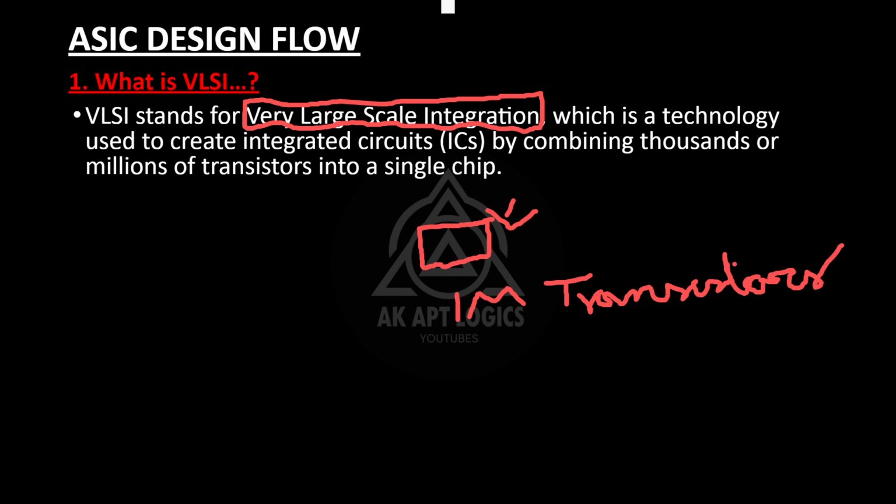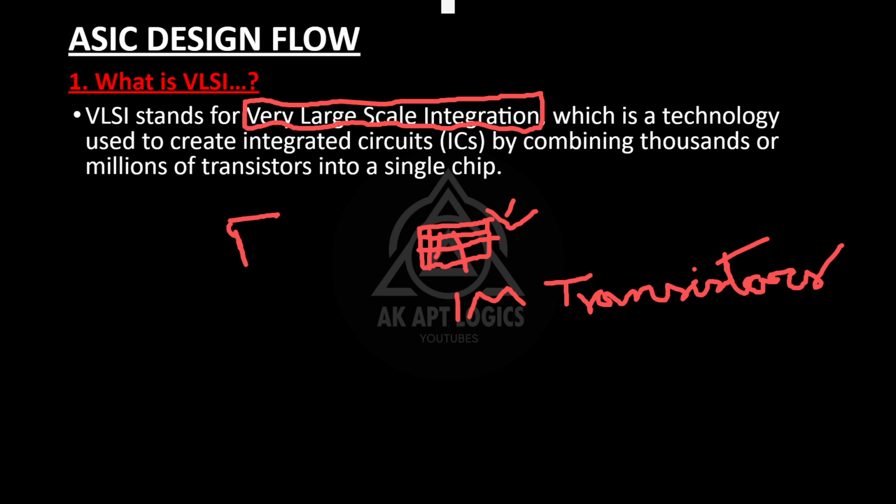We are going to integrate the transistors, that's the point, in this small amount of area, like this inside the chip. Okay, so it is a technology used to create an integrated circuit. Integrated circuit means the IC. An IC will look like this.